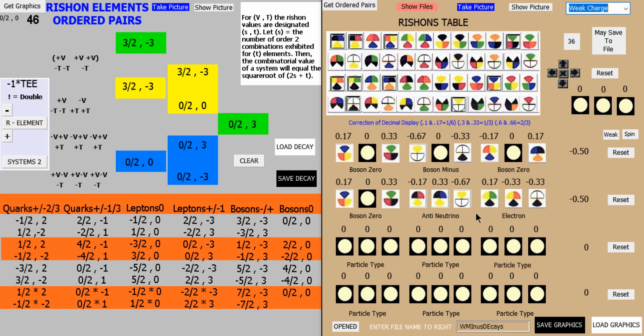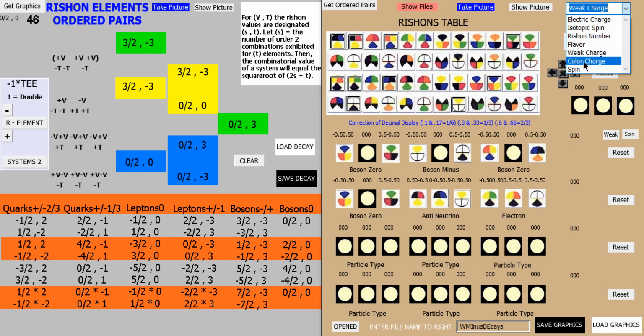As previously shown, the color charges are consistent with the standard model, summing to 0 for all compositions, as the color charge should be for leptons and bosons.